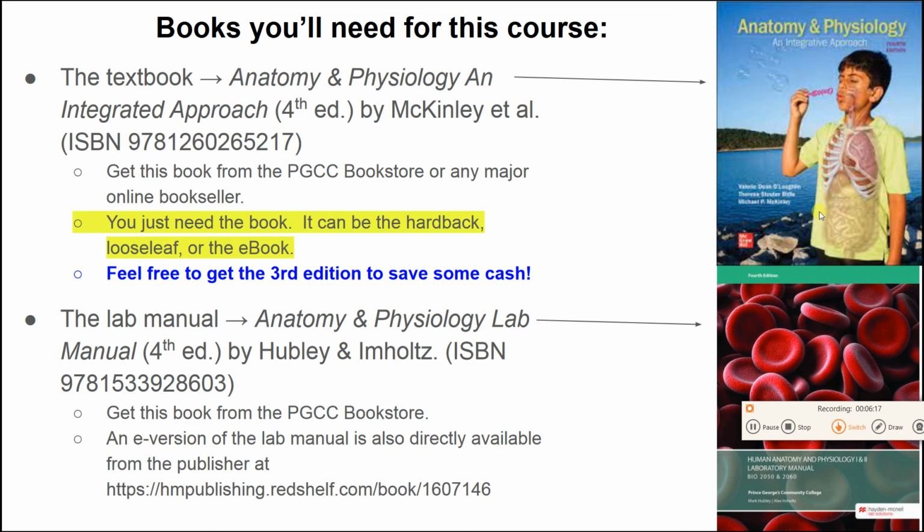Get whatever version of the book you want: hardback, loose leaf, the ebook, whatever works for you. Get an old edition. You will save some money. The lab manual looks like that. You kind of got to have the lab manual. There's no getting around it. Info for it is here. You're going to use this lab manual for A&P1 and A&P2. So that's pretty good. All right.